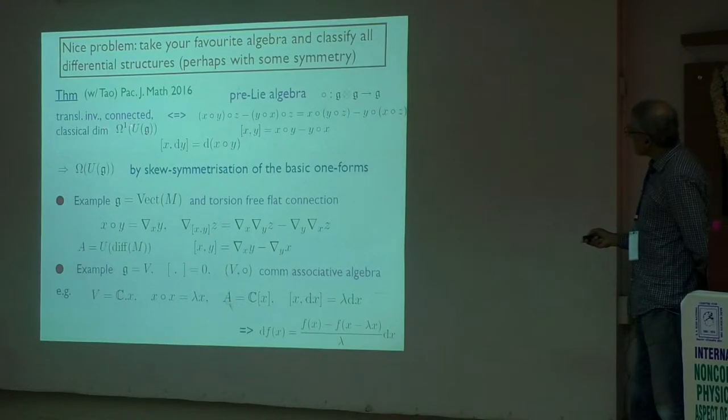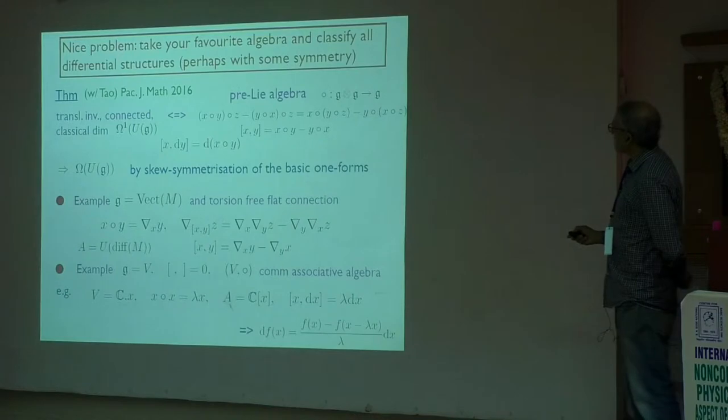And so the differential calculi on it are classified. The ones which are connected, have the classical dimension, meaning the dimension of the Lie algebra, and are translation invariant are in one-to-one correspondence with pre-Lie structures. That means a map, a circle map, obeying this condition here. Its commutator will then be a Lie bracket, and that should recover G. So then we say G has the pre-Lie algebra. And in that situation, the commutator of a function with a derivative is D of this bracket. So you can see it's not zero.